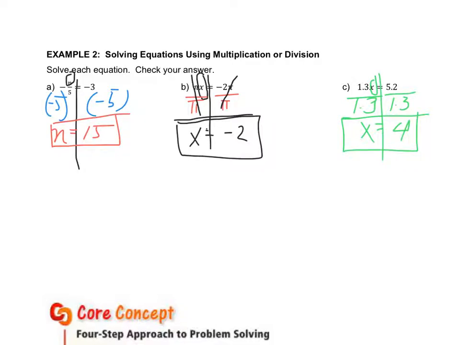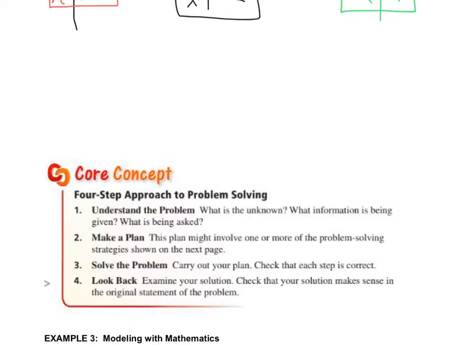Okay, so hopefully you got the same answer as me. You'll notice that I put the line through the equal sign. I circled my x just to see what was going to be the thing I'm isolating. Because it's 1.3 times x, I'm dividing by 1.3 on both sides to get my answer of x equals 4.